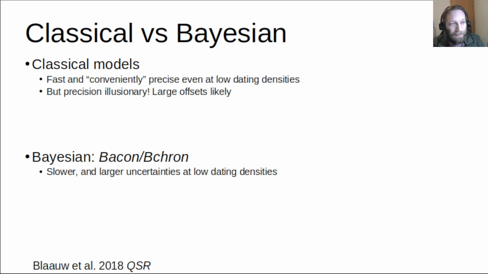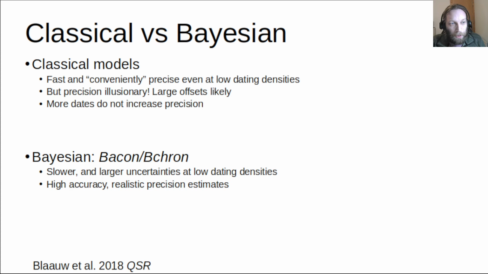Classical models, trouble is that we have shown through simulations that the precision that these classical models give you is often illusory. They're not really good, and there could be large offsets between the truth and what the models show. Bayesian models, on the other hand, although they sometimes have quite wide uncertainties, are really highly accurate, and the precision estimates that they give you are often much more realistic than the ones that classical models give you.